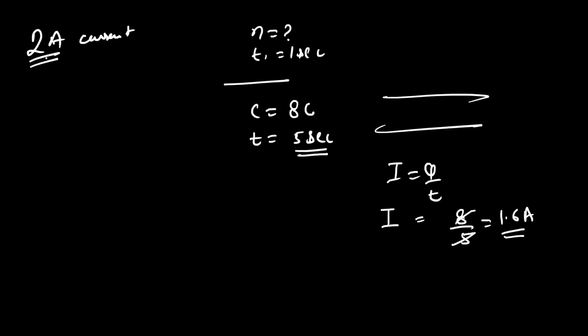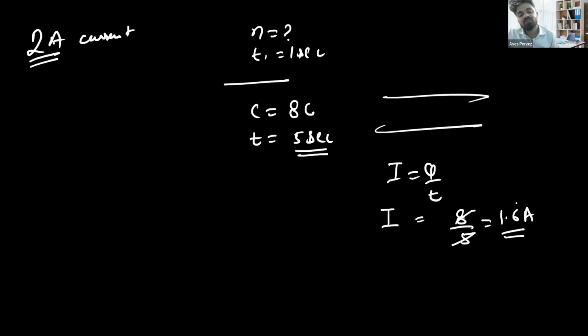Okay, got it? If through a conductor I note the reading of current and it is 2.5 ampere, what does it mean? That 2.5 Coulomb charge is passing per second. You understood?